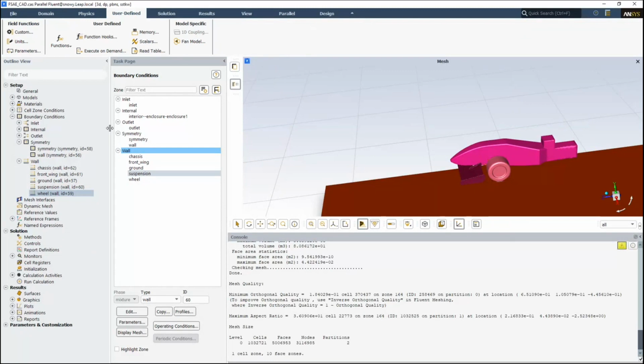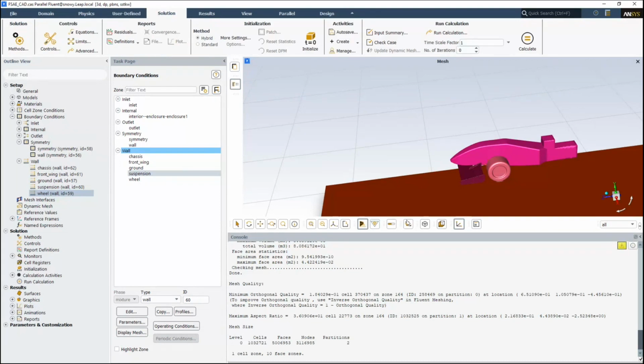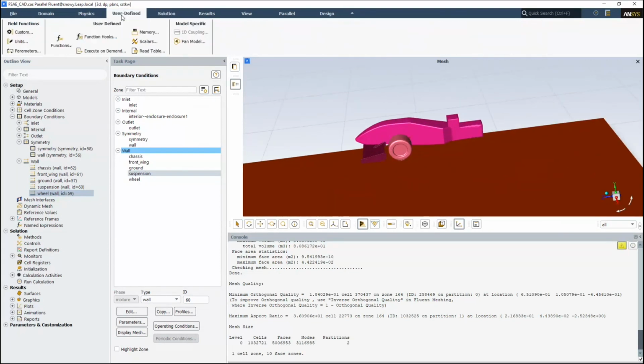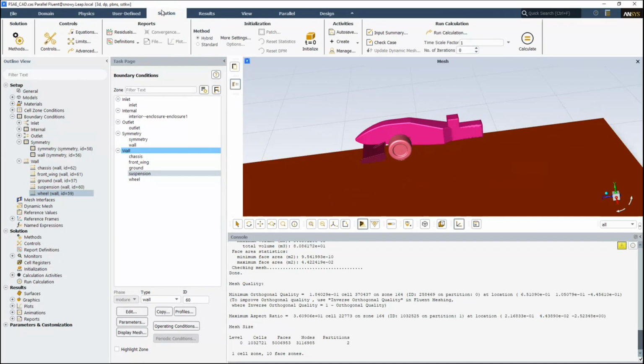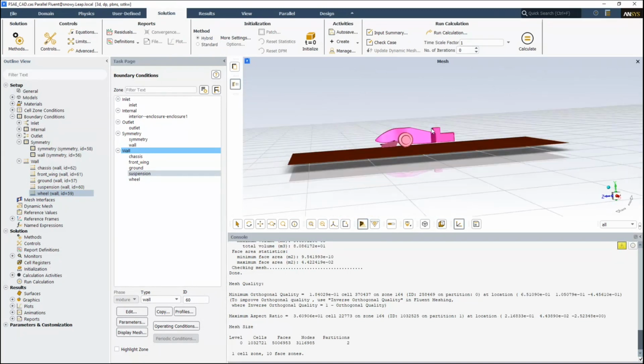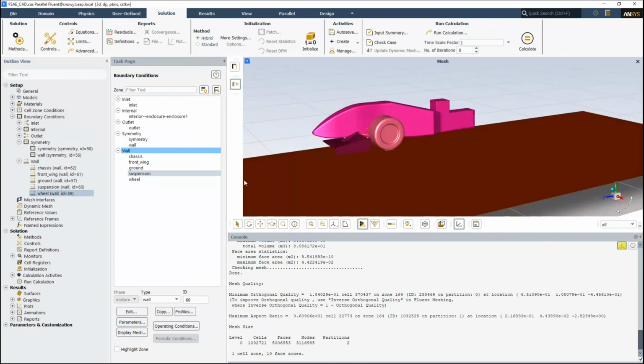User defined, we can use this for things like UDFs, so user defined functions. They're little bits of code that we can enter into Fluent to do extra functionality. We don't need to do any with this. It's quite a high level function, but if you get into CFD in your final year projects, you may end up using it. But we're not really going to cover it today.